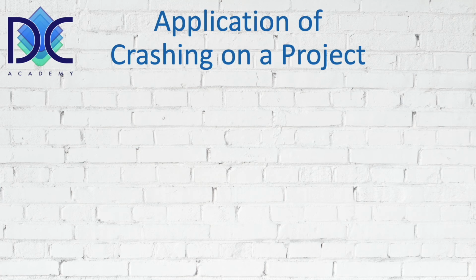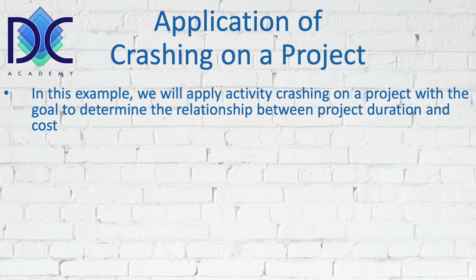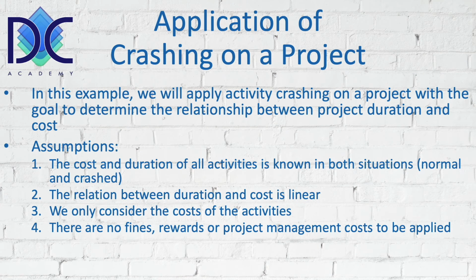Now, let's have a look at the application of crashing on a project. Like I said before, we want to find out the relationship between project duration and cost, because we want to know what the cost of the project is if we have to reduce the duration of the project. What are the assumptions? First of all, the cost and the duration of all activities is known in both situations. So we know the duration and the cost both in the normal and in the crash situation.